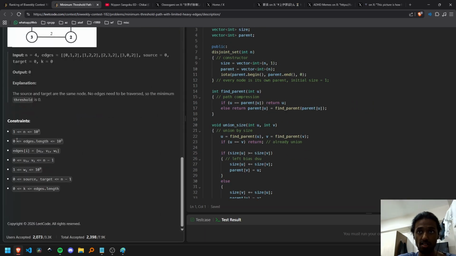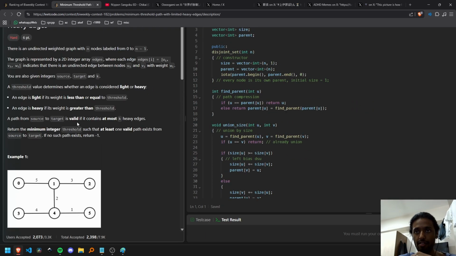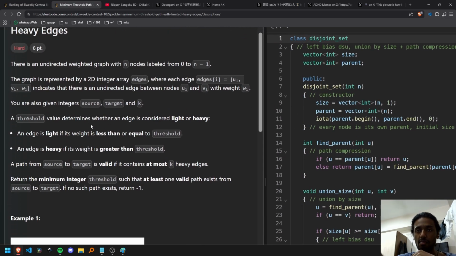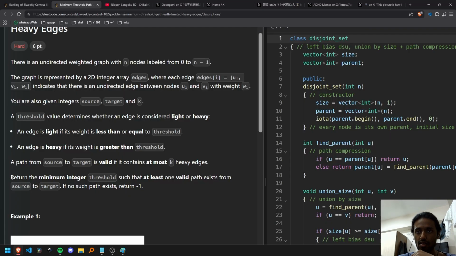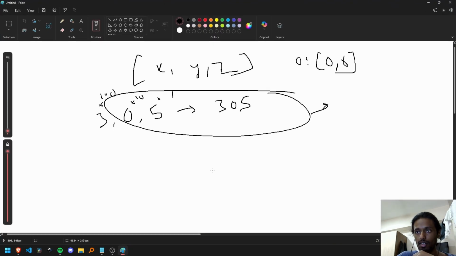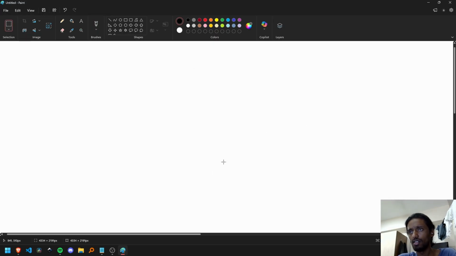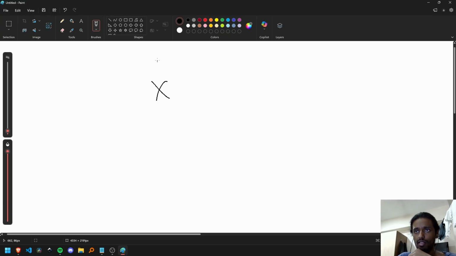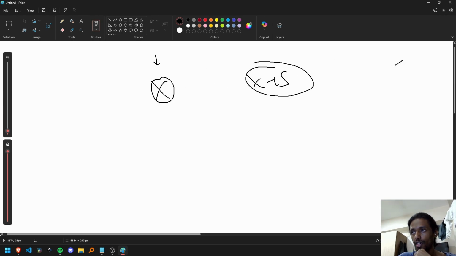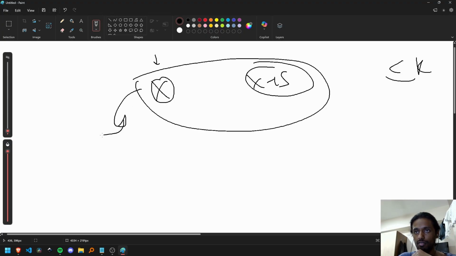Because of these constraints, first of all, I was thinking of some sort of DP thing, but I was like, okay, this is clearly a bait. My idea was this threshold is obviously monotonic, right? Because if some threshold x can be true, then obviously x plus 5 is also true, because this will have less than or equal to the number of heavy edges than this, right? And we have the utmost condition on k. So obviously this is monotonic, so maybe we can binary search on the thing, which is what I did.